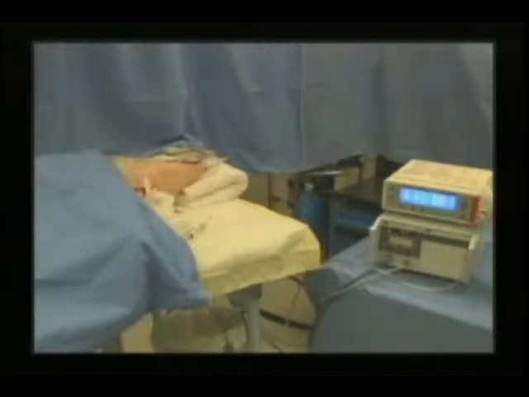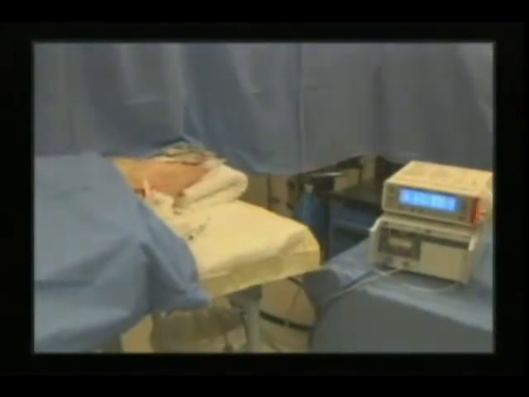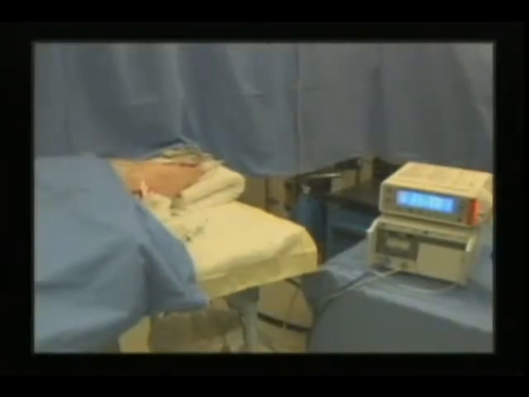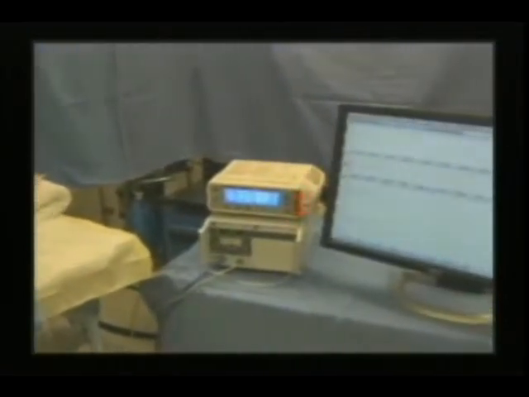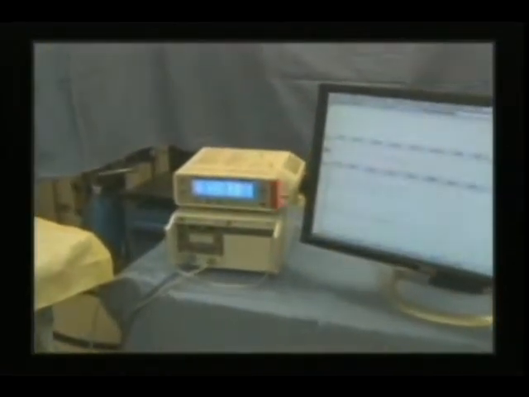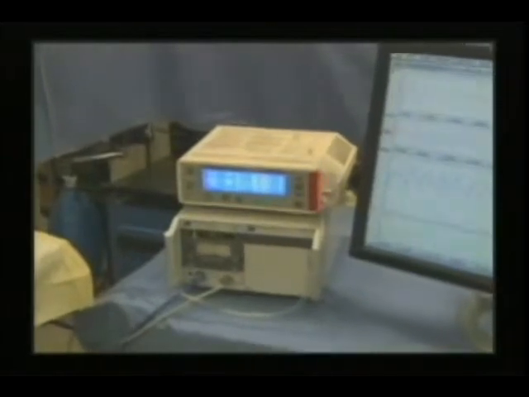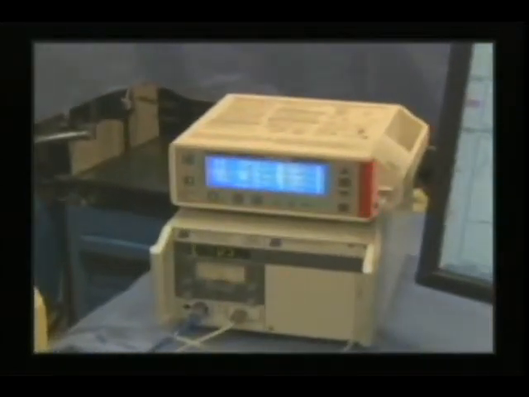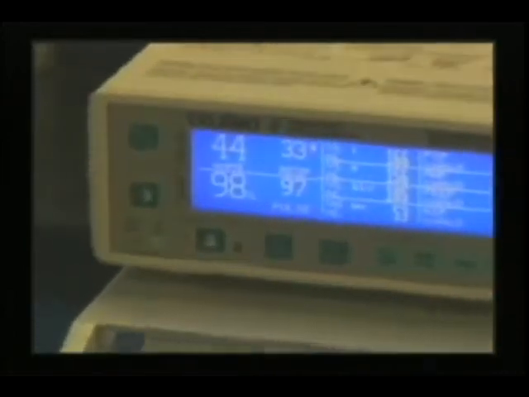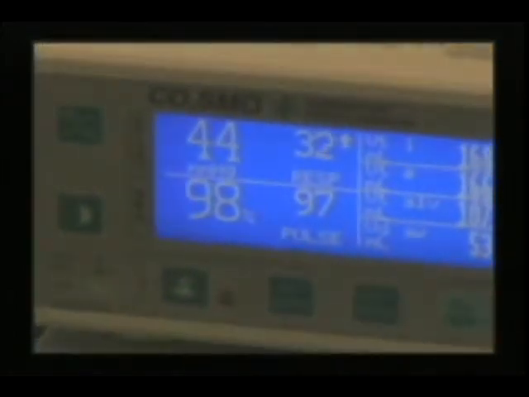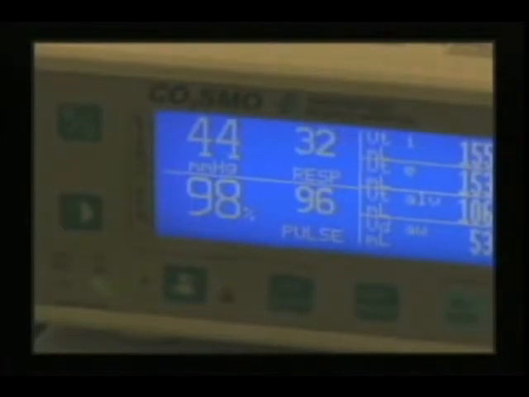In the baseline state, the pig is breathing spontaneously and is anesthetized with a low dose of propofol. We'll look carefully now at the individual pressure measurements. First, focus on the Cosmo. The end-tidal CO2 in the baseline state is 44 millimeters of mercury. Oxygen saturation on room air is 98%. The respiratory rate is 33 times a minute, and the heart rate is 96 beats per minute.